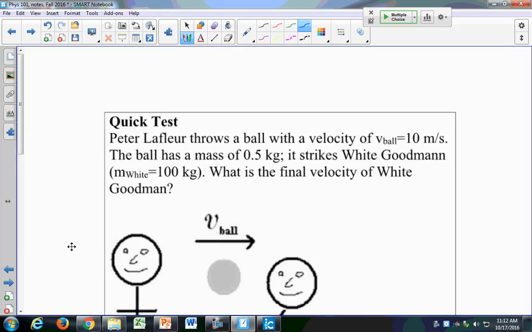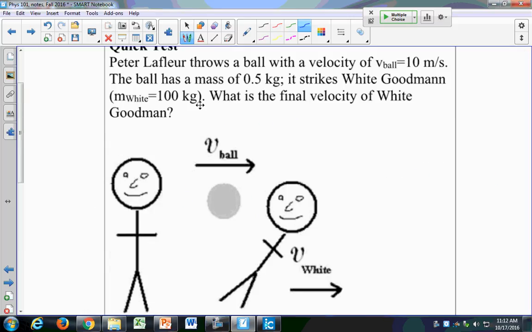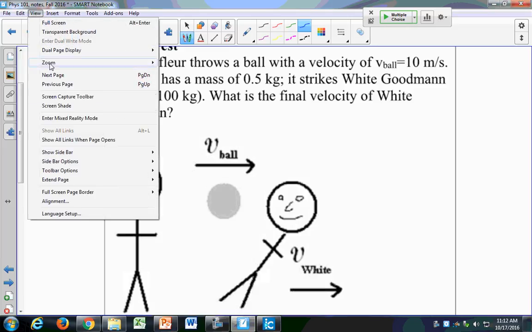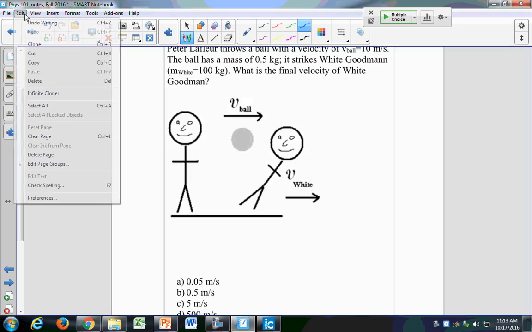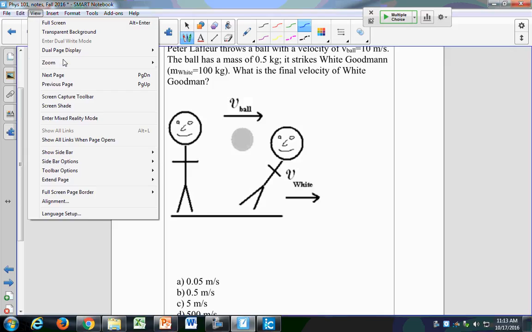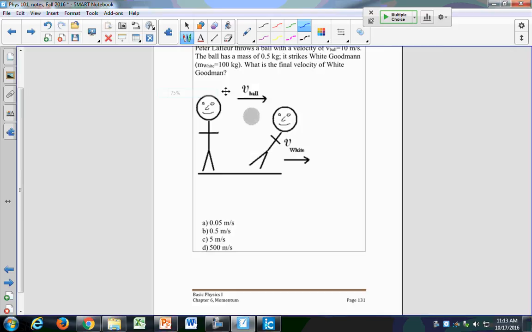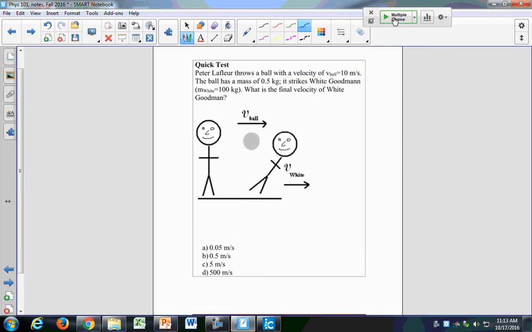Try a clicker. Oh, look, here's the same problem, but with different numbers. So why don't you try this? I will zoom out. Here, with more realistic values for the velocity of the ball, what is the velocity then of White Goodman after you hit him?